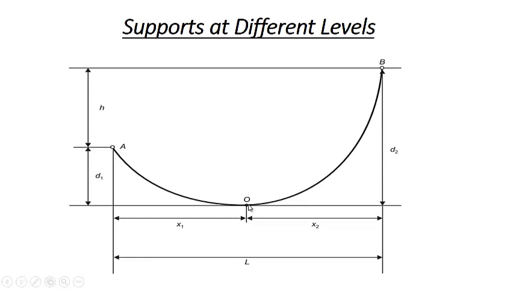Let us say this is the minimum point, or we can say this is our origin, and x1 is the horizontal distance of point A from this O, and d1 is the vertical distance of this point A from this O. Similarly, x2 is the horizontal distance of this point B from this O, and d2 is the vertical distance of point B from point O. And we can see from this graph that this small h will be the difference of these two distances, that is d2 minus d1. Also, x1 plus x2 will be equal to L.